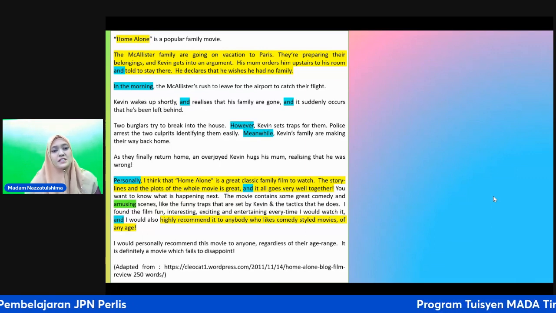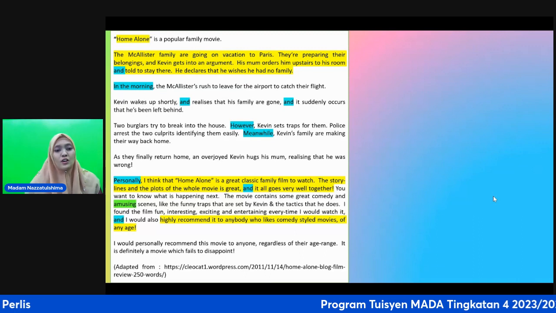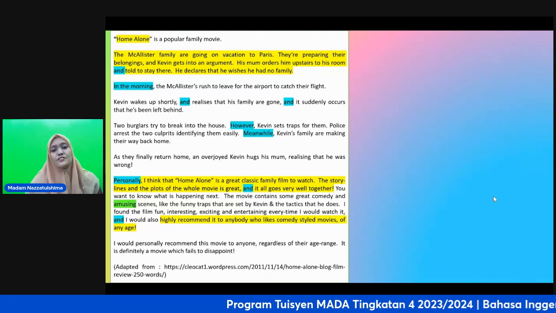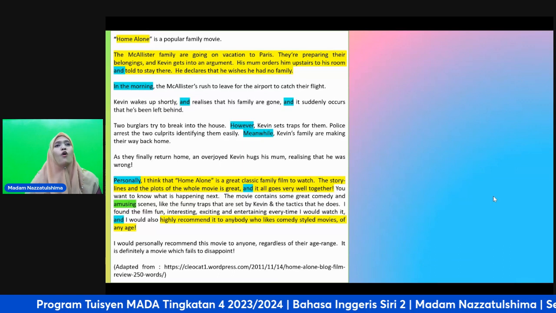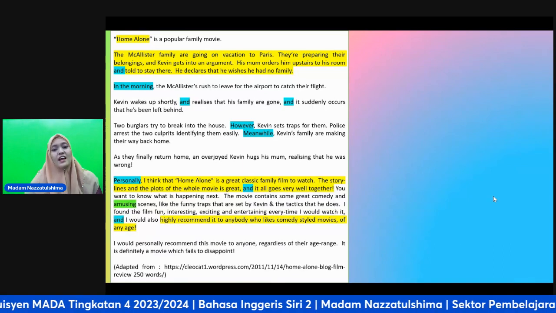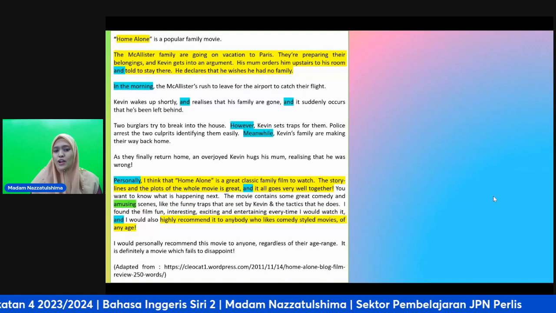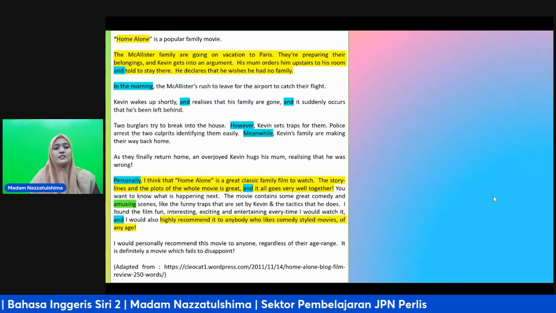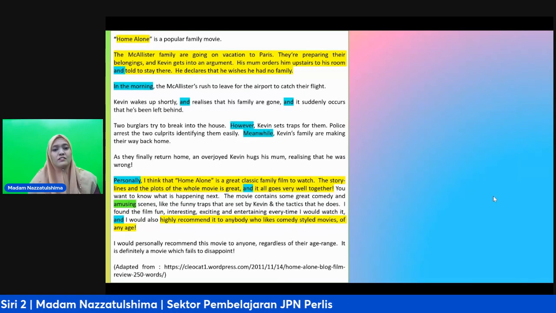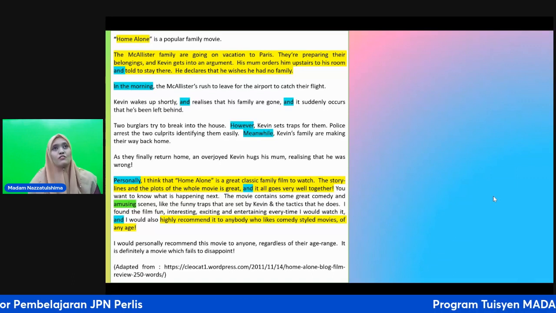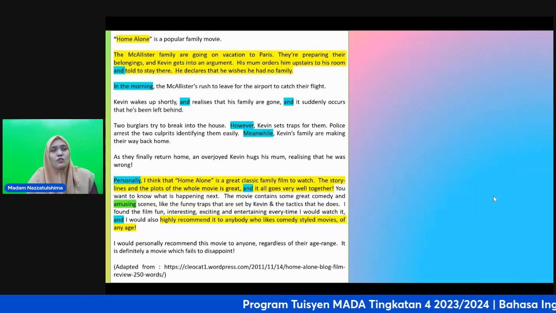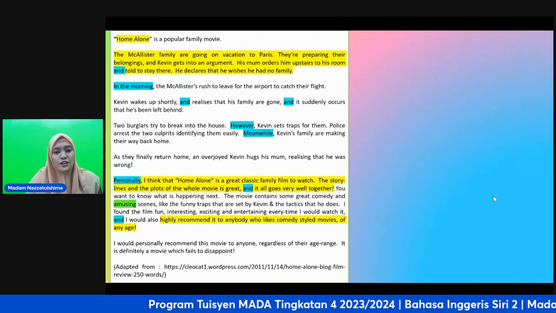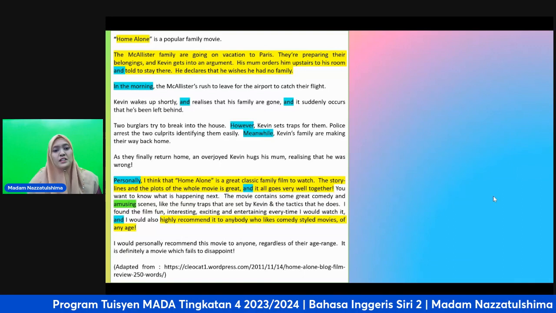Okay, paragraph number 6. Personally, I think that Home Alone is a great classic film to watch. The storylines and the plots of the whole movie are great, and it all goes very well together. So this is the comment about the story. What do you like about the movie? Apa yang kamu suka? Okay, so this is based on your personal point of view. You want to know what is happening next.